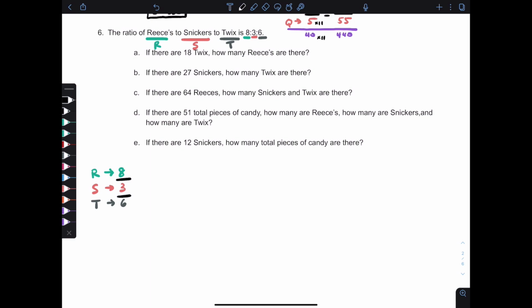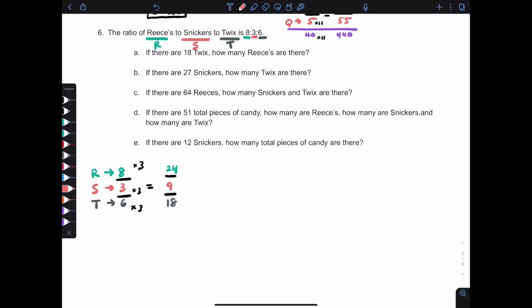Okay, so we have this. I know it's kind of weird. I put a fraction on a fraction. It's kind of strange, but for our purposes, it's not really a big deal. It says, what if there's 18 Twix? I don't really know where to put the equal sign here. It's kind of awkward. I'll just put the equal sign in the middle. If there are 18 Twix, 18 Twix would go down here. The question says, how many Reese's are there? Okay, well, 6 times 3 is 18, right? So we would have to multiply each of these by 3. The question asks about Reese's, so Reese's would be 24. If you needed Snickers, that would be 9, but we don't really care.